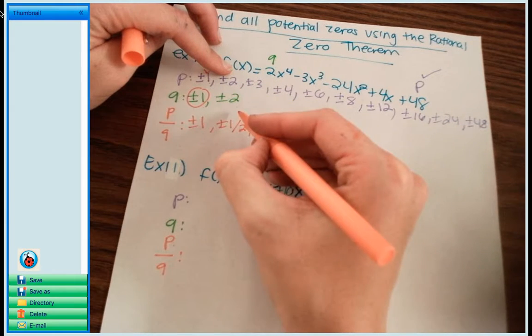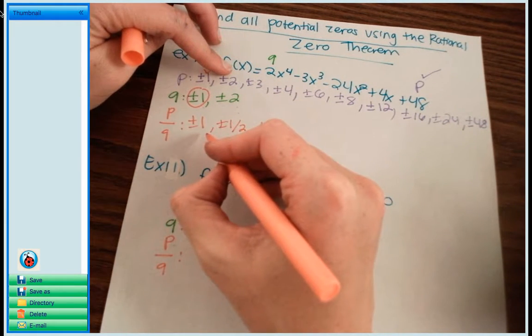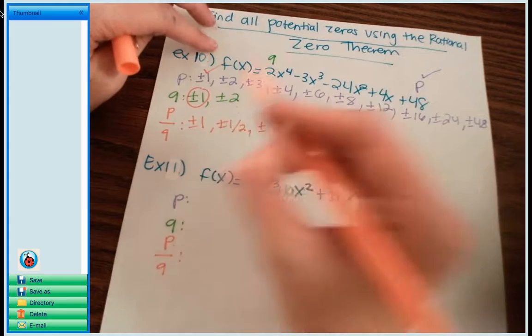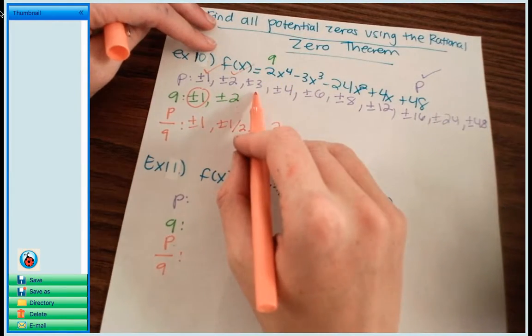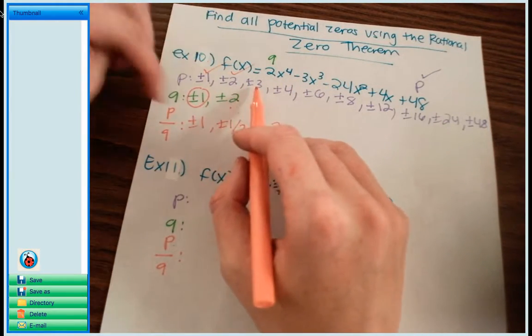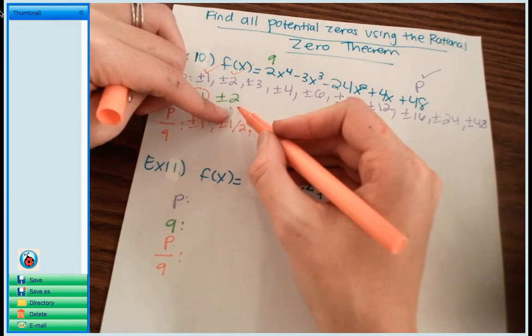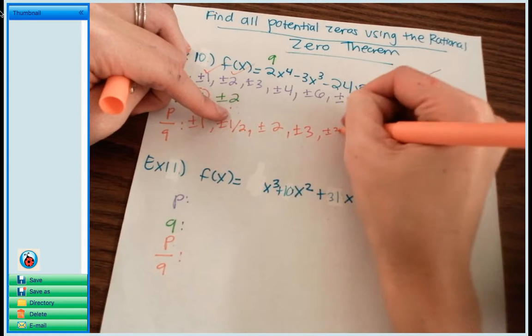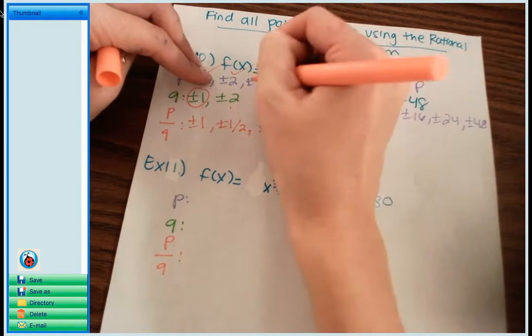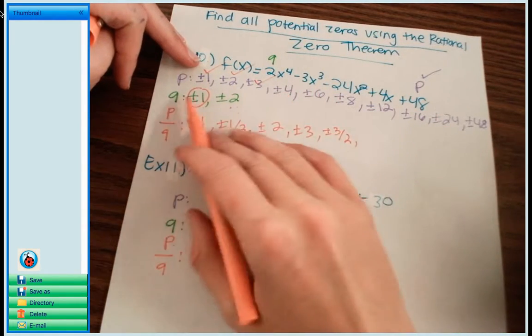And 2 divided by 2 is 1, but I already have 1 listed, so I don't need to list it again. So that one's done. Okay, I go on to 3 divided by each. 3 divided by 1 is 3. Yay! And 3 divided by 2 is 3 halves. So 3 is donezo. Go on to 4 divided by both.